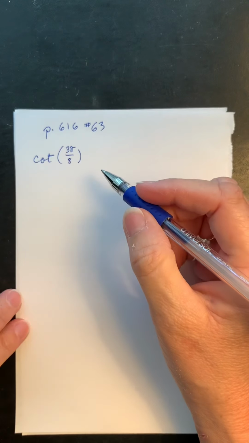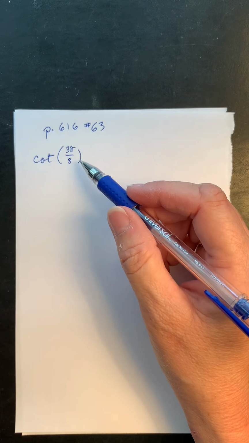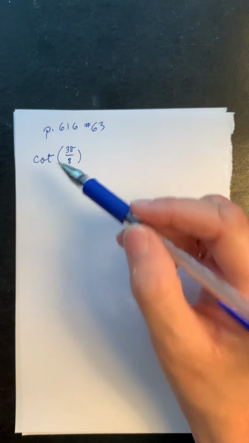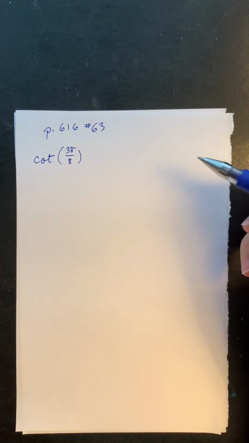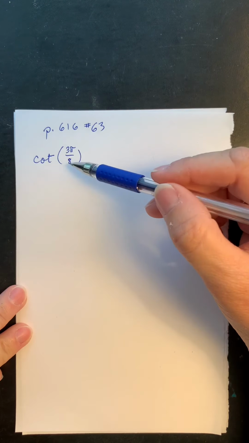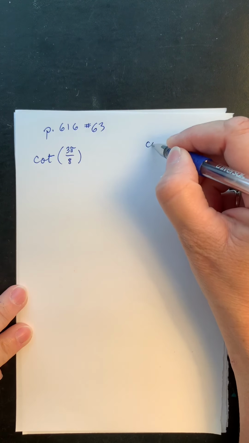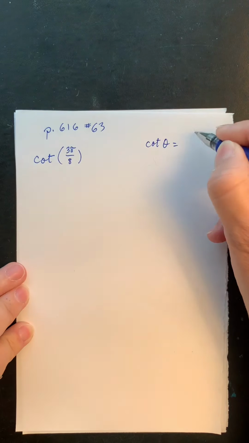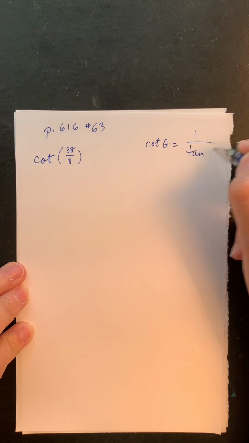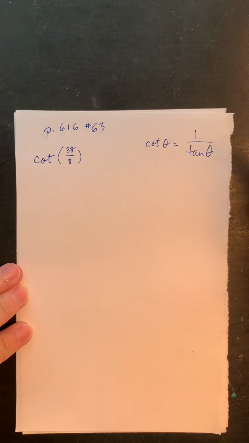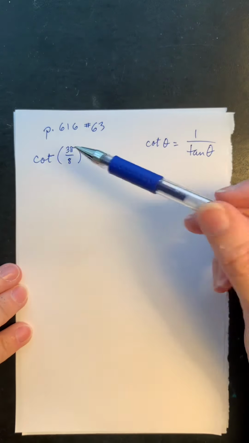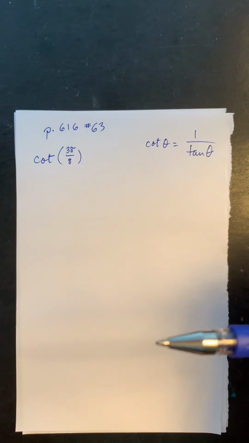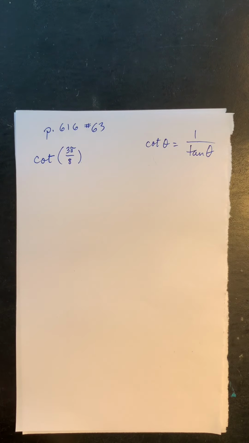Okay, now we're going to do number 63 on page 616. This one is saying to find the cotangent of 3 pi over 8 using a half angle formula. We do know that the cotangent of an angle, just in general, is equal to the reciprocal of the tangent of the same angle. So if we find the tangent of 3 pi over 8 and then do the reciprocal, that'll be the cotangent of 3 pi over 8.